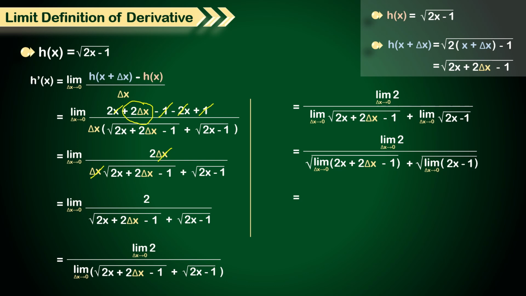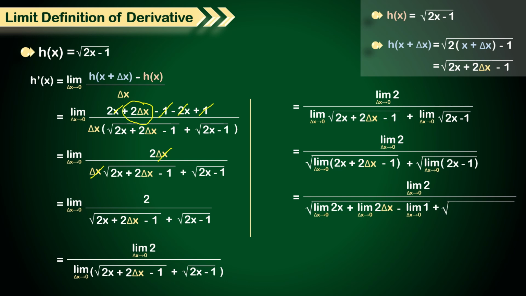Rewrite the entire numerator over the square root of the limit of 2x as delta x approaches 0 plus the limit of 2 delta x as delta x approaches 0 minus the limit of 1 as delta x approaches 0, added to the square root of the limit of 2x as delta x approaches 0 minus the limit of 1 as delta x approaches 0.